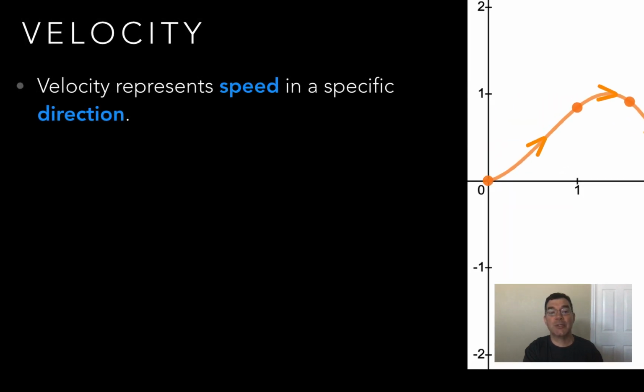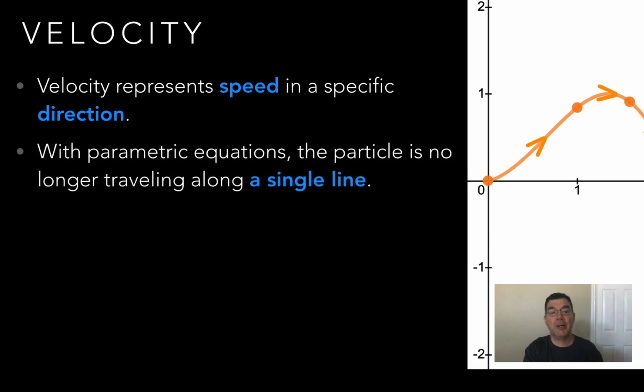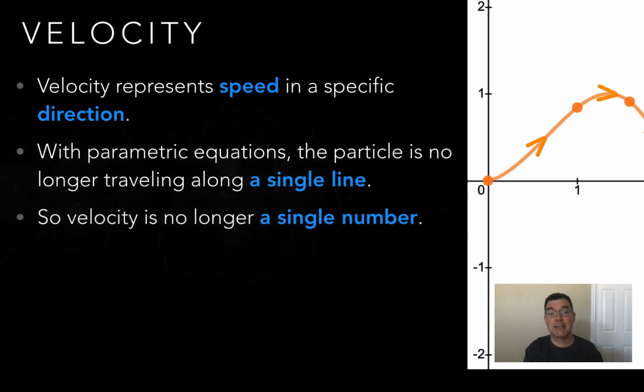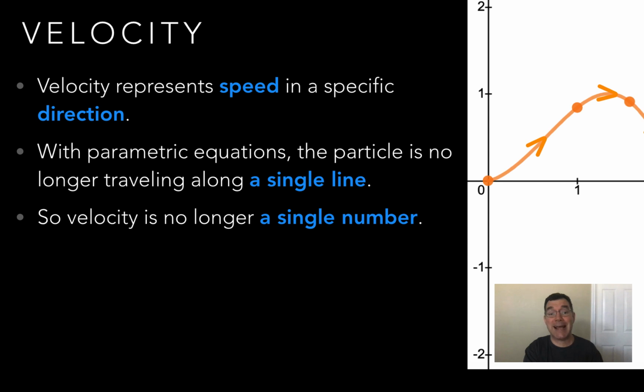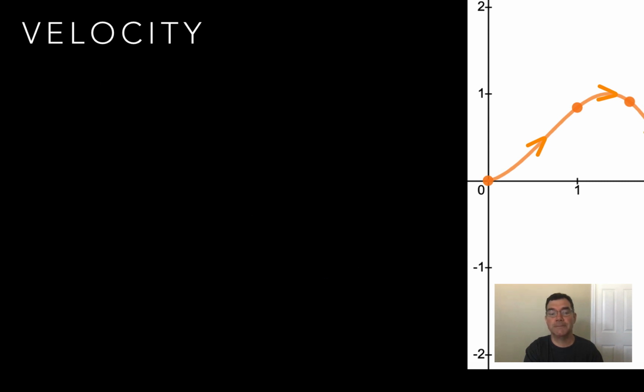So velocity is going to represent speed in a specific direction, just like it always has. But with parametric equations, the particle is no longer traveling along a single line like it has in the past. So velocity can't be expressed as a single number because it has direction associated with it. So what we're going to do is measure the velocity of x and y by taking the derivatives separately, the derivative of the x expression and the y expression separately. So I will end up with a velocity vector just like I had a position vector before, but the velocity vector is simply the derivative of the x expression and the derivative of the y expression.